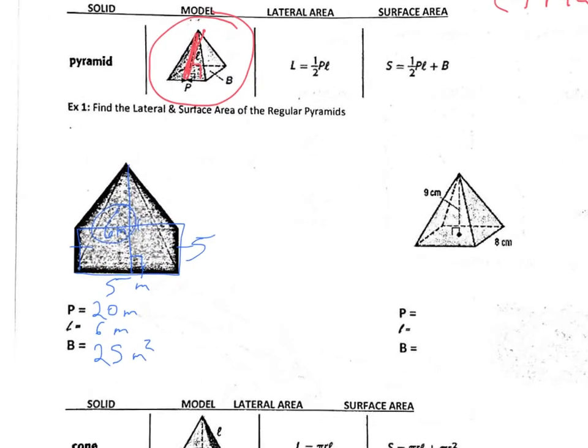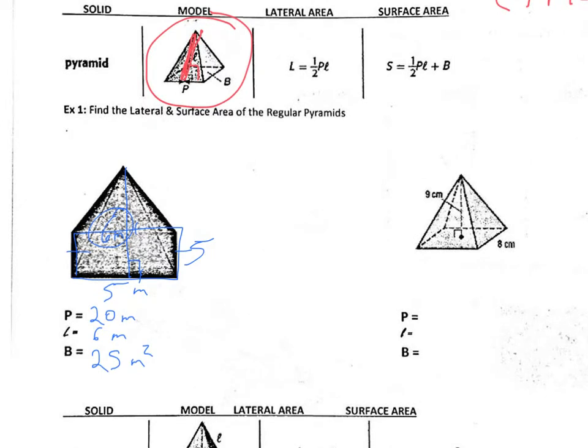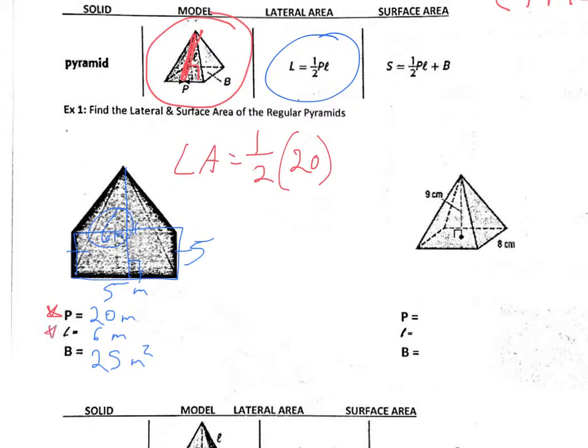If we have that information, now we use the formula to plug it in. We'll say that the lateral area is equal to 1/2 times the perimeter, which we said was 20, times the slant height, which was 6. Plug that in our calculator, and we get a lateral area of 60 square meters.